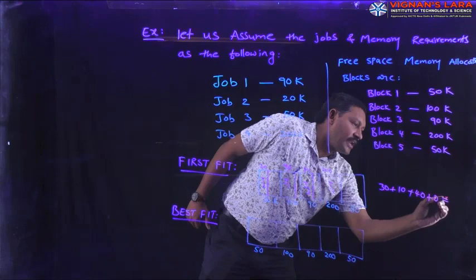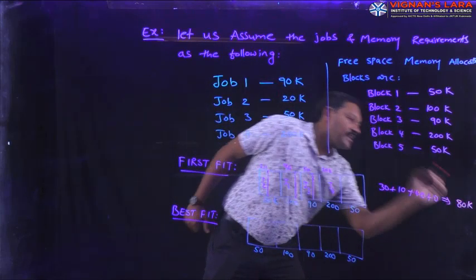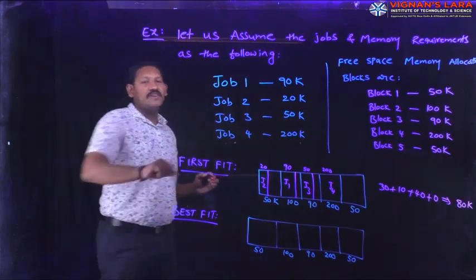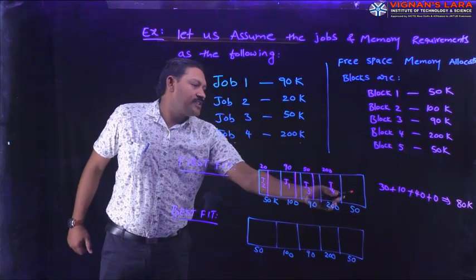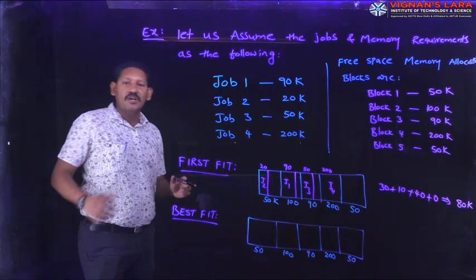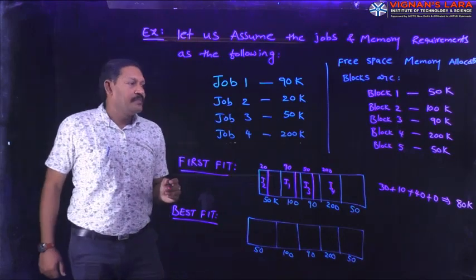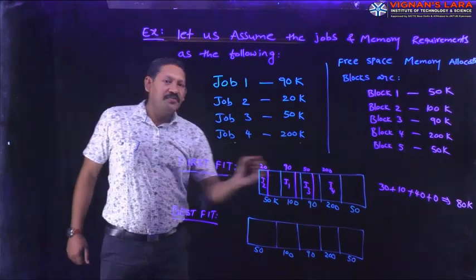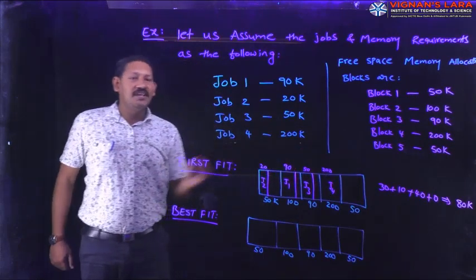If you calculate, in total we get 80. So 80k is being wasted if you use first fit. There is no wastage in the fifth block because it is completely empty, so we can utilize that for some other jobs or processes. So if you use the first fit algorithm, the amount of wastage is 80k.